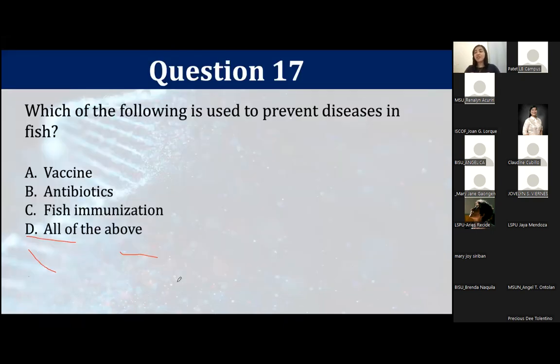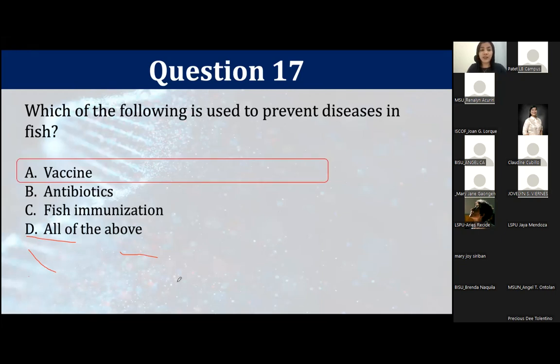And the last question is, which of the following is used to prevent diseases in fish? A, vaccine, B, antibiotics, C, fish immunization, D, all of the above. What is the answer? D, may sumagot ng letter A. How about the others? D. Okay. Most of you answered letter D, all of the above.